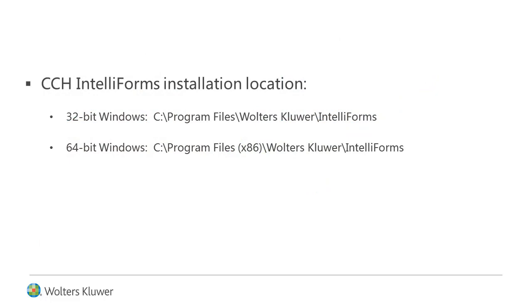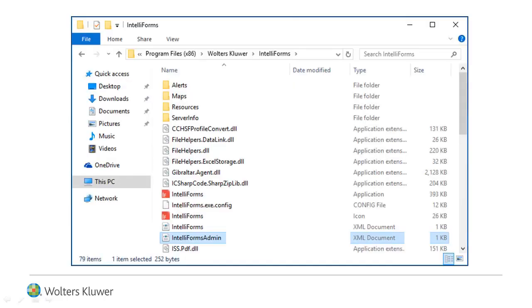Now, using Computer or File Explorer, navigate to the CCH IntelliForms installation folder and check to see if the IntelliForms admin.xml file exists. If it is not present, go back into your IntelliForms GPO and check the file destination entry. Make sure there were no typos. Make the required corrections, update the GPO on both the server and workstation, and reboot the workstation.